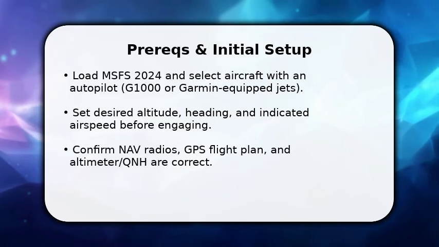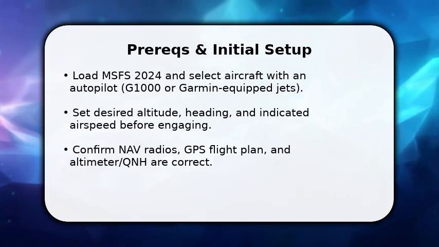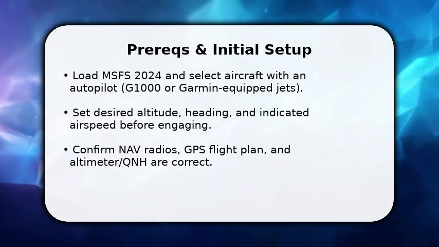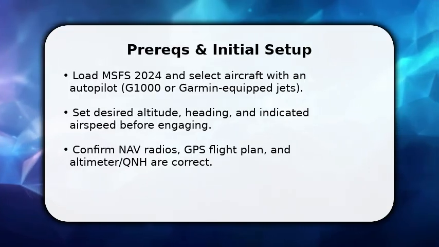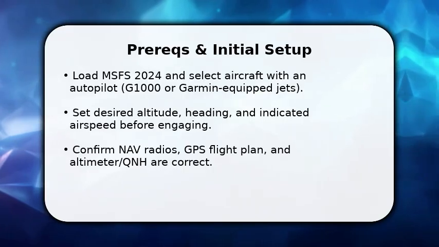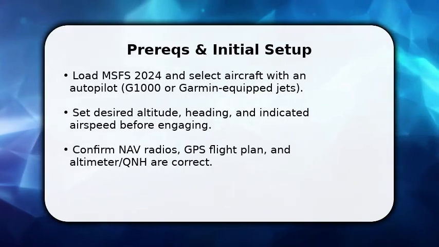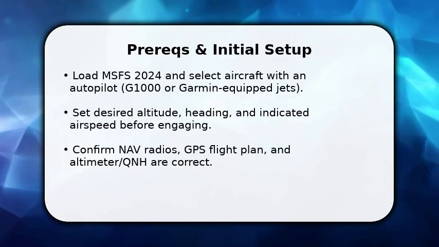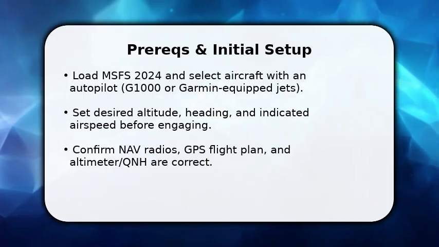Enjoy the video. You start by choosing an aircraft that actually has an autopilot, like a G1000 or Garmin jet, then load your flight plan into the GPS. Once done, set the target altitude, heading, and indicated airspeed on the autopilot panel. These are the basic control inputs it needs.